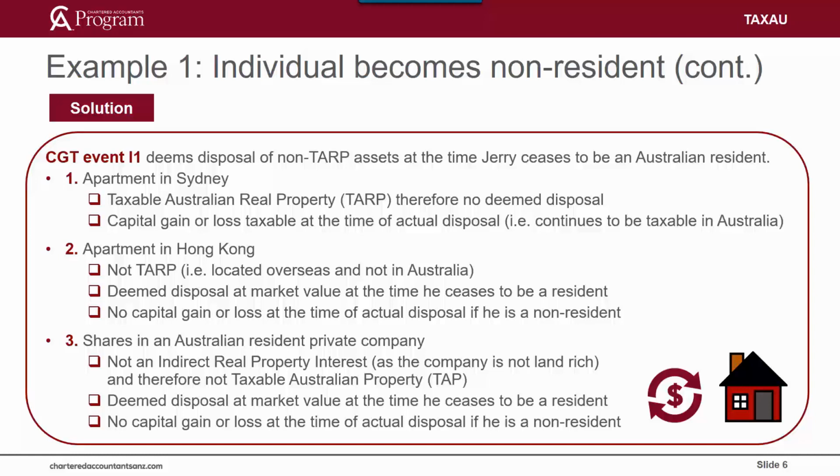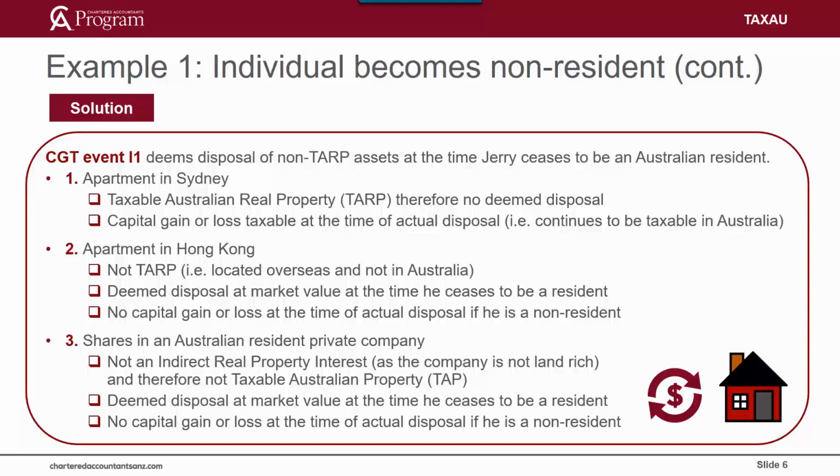Thus, when Jerry stops being an Australian resident, CGT event I1 deems the disposal of all of his post-CGT assets, other than the type of TAP that is known as taxable Australian real property, or TARP. As the apartment in Sydney is located in Australia, it is the type of TAP known as taxable Australian real property, TARP. Therefore, CGT event I1 does not apply to deem the disposal of this asset.